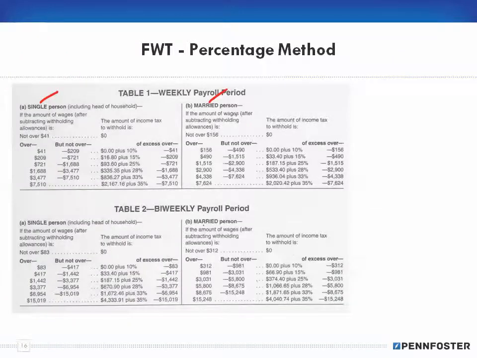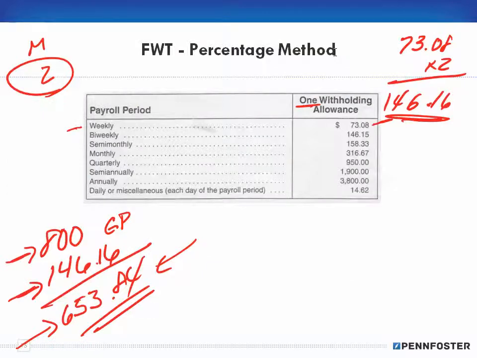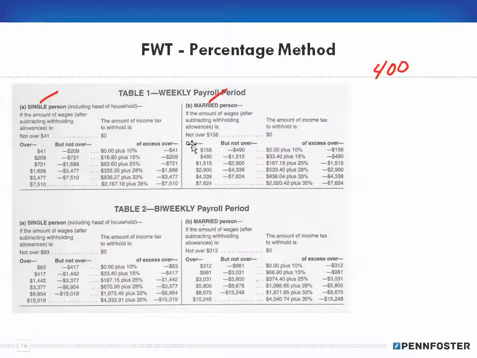Because it says if the amount of wages after subtracting withholding allowances is not over 156, the amount of income tax to withhold is 0. So in other words, let's say in that previous example I had used 800. Well, let's say I had only $400, and I'm just going to round numbers here. It's 146.16 for 2 allowances. Well, I'm just going to use easier numbers. I'm not going to be concerned with the cents.